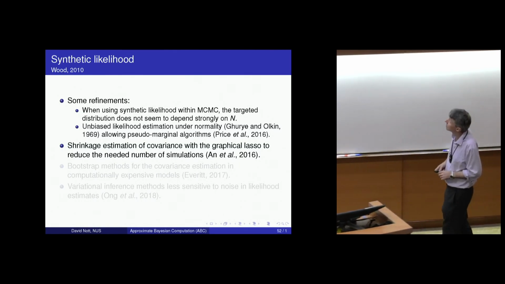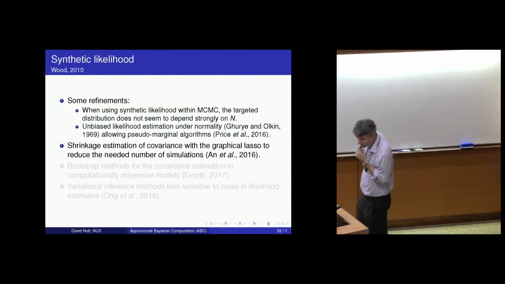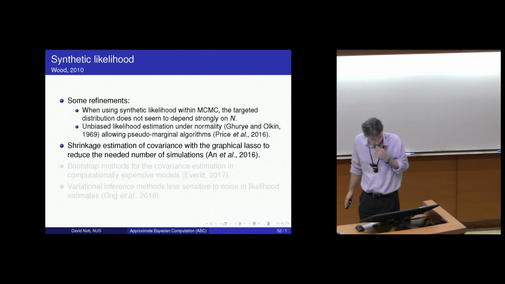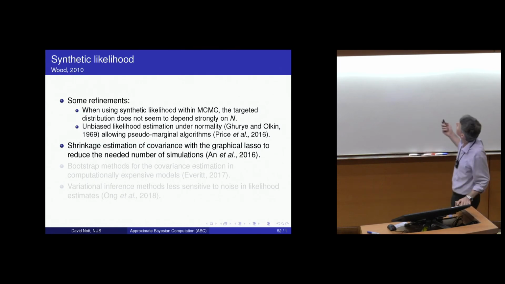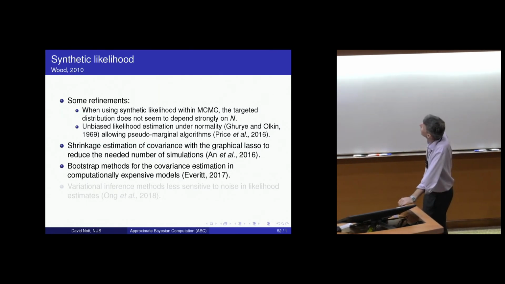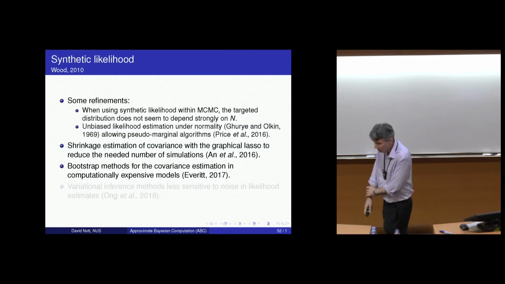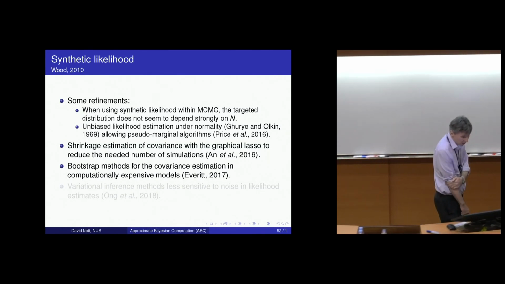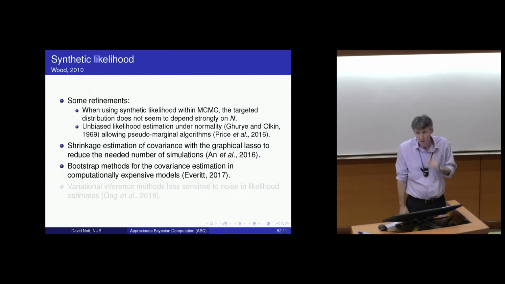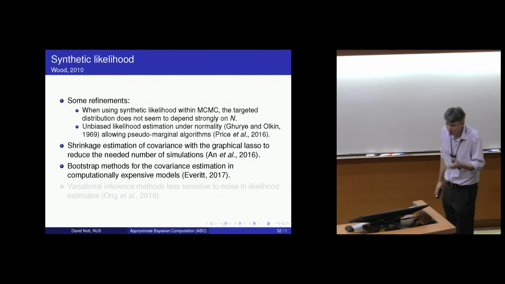Of course, you can do other things in high dimensions. In high dimensions, it's beneficial to estimate the covariance in the synthetic likelihood using shrinkage or something like that. So in this paper, we look at using graphical lasso. There are also experiments with using the bootstrap method for computationally expensive models. If there's a computationally expensive model, but it's, say, a stationary time series model or a model with IID data, then you can estimate the covariance just based on one simulation or even less than one simulation, using the bootstrap.